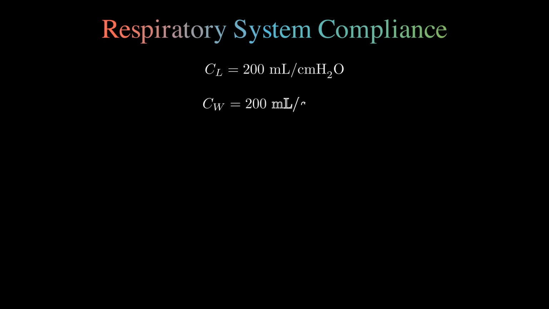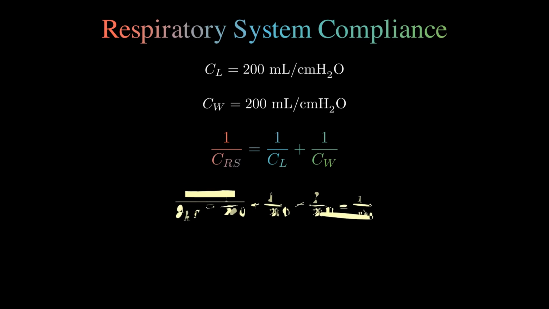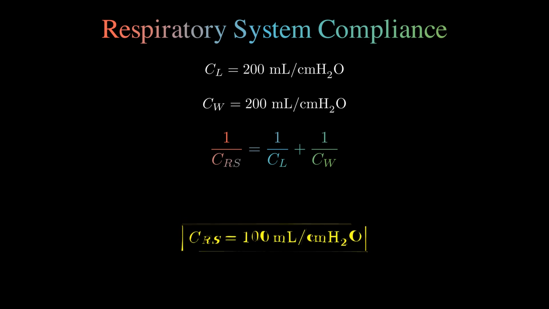The total respiratory system compliance is derived from the lung and chest wall compliances. Each of these structures has a compliance of 200 cubic milliliters per centimeter of water. Since the lung and chest wall are in series, we calculate total compliance using the reciprocal formula. Substituting the values, we get 1 over 200 plus 1 over 200, which equals 2 over 200, or 1 over 100. Therefore, the total respiratory system compliance is 100 milliliters per centimeter of water in ideal settings.